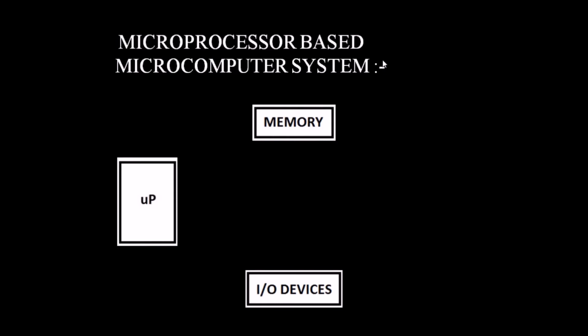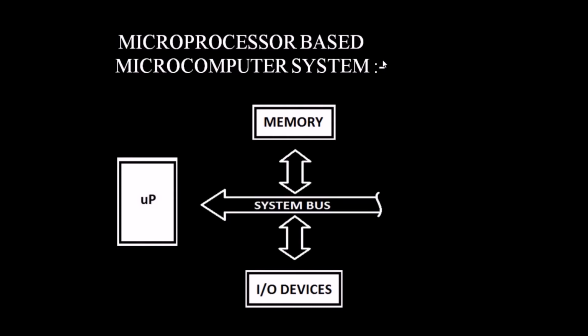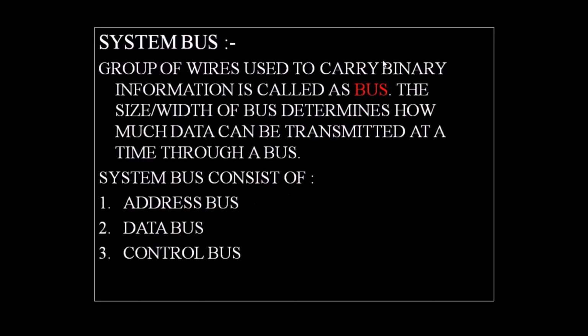These three blocks are connected by a system bus. Similar to the bus used in transportation, this bus is also used to transfer the binary data. So a bus is a group of wires used to carry binary information. As a 60-seater bus can accommodate only 60 passengers, similarly, the size or width of the bus determines how much data can be transmitted at a time through a bus. System bus consists of address bus, data bus, control bus. So let's see these buses in detail.